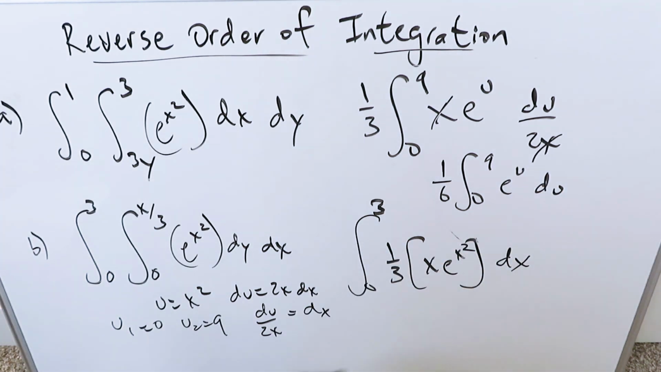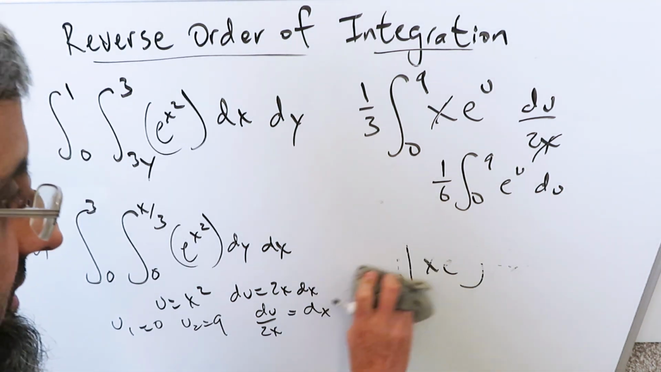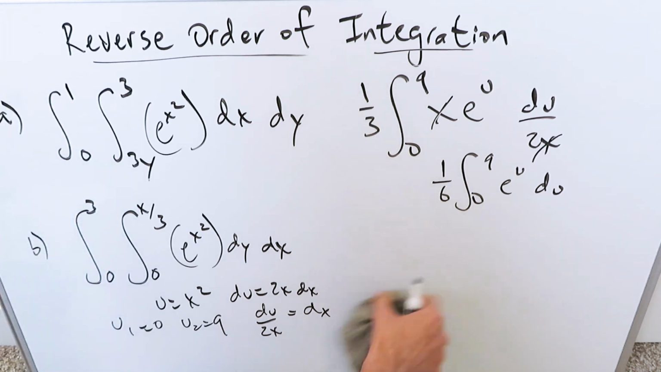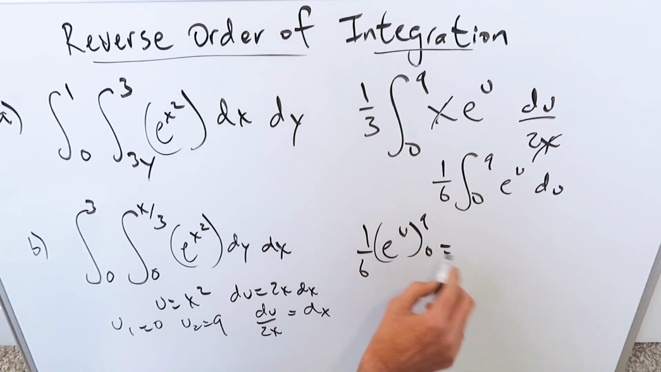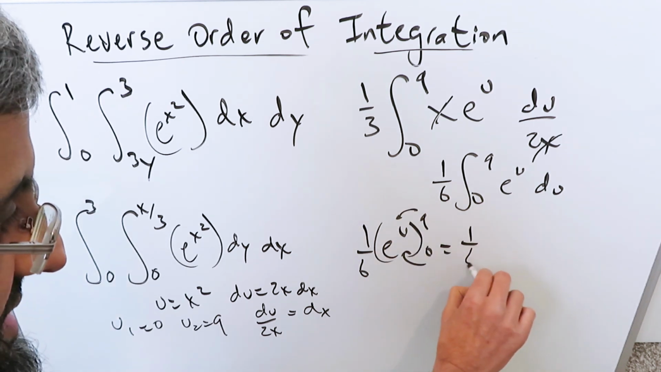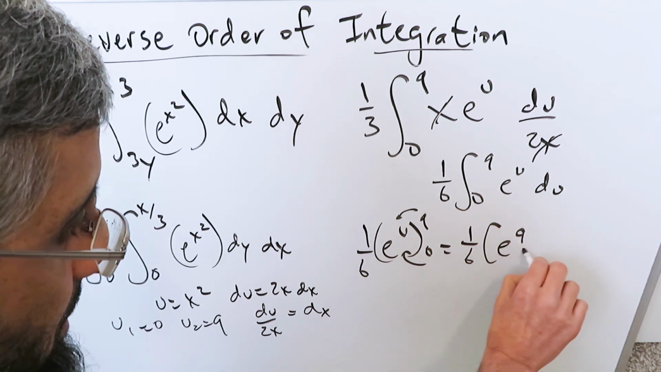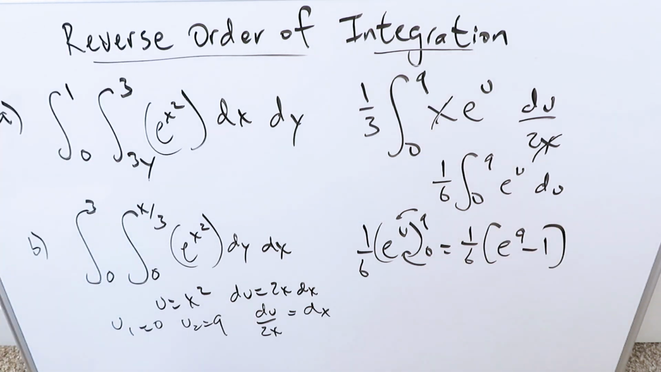When you solve this and take it to completion, you know what it is. It's easy. The antiderivative of e to the u is e to the u. I have a 1 over 6 e to the u, going from 9 to 0. When I compute this, upper limit minus lower limit, the difference of the two, I have a 1 over 6 times e to the 9 minus 1, because e to the power 0 is equal to 1, and that right there is our end result, and it will be correct.